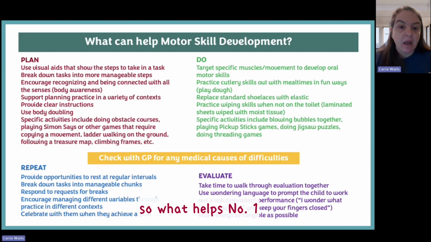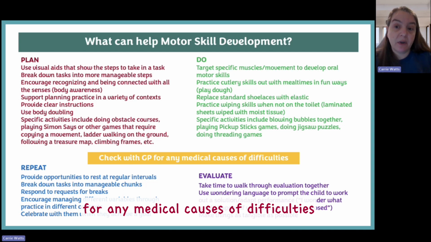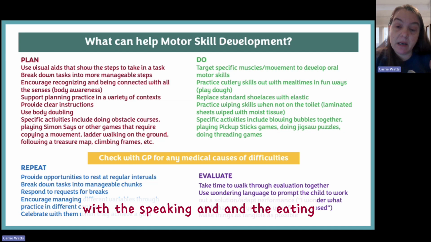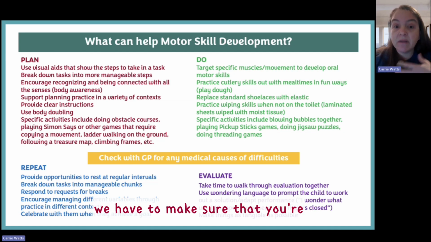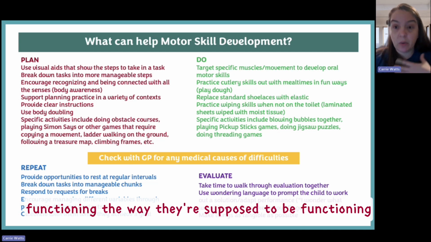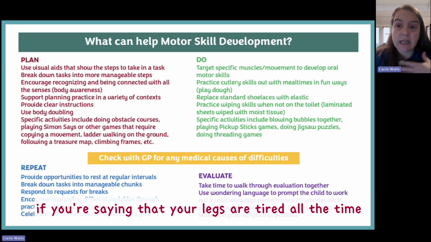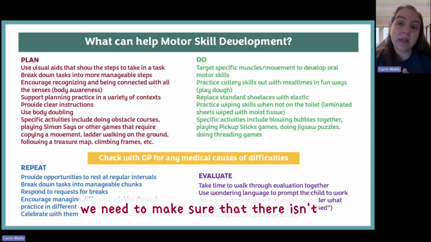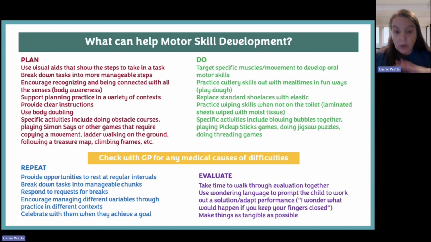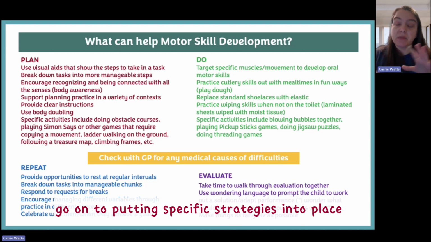So what helps? Number 1, we need to check with our GP for any medical causes of difficulties to rule those out. Like I said, with the speaking and the eating, if you're choking a lot, we have to make sure that your muscles are actually functioning the way they're supposed to in your throat. We need to make sure that if you're saying that your legs are tired all the time, there isn't an underlying medical reason for that. Once that's all out of the way, then we can go on to putting specific strategies into place.